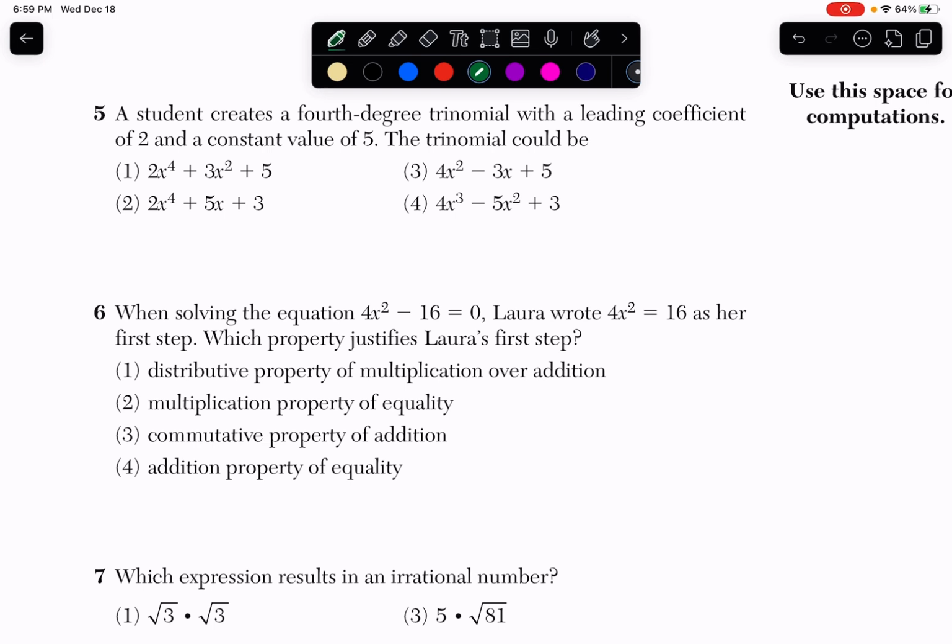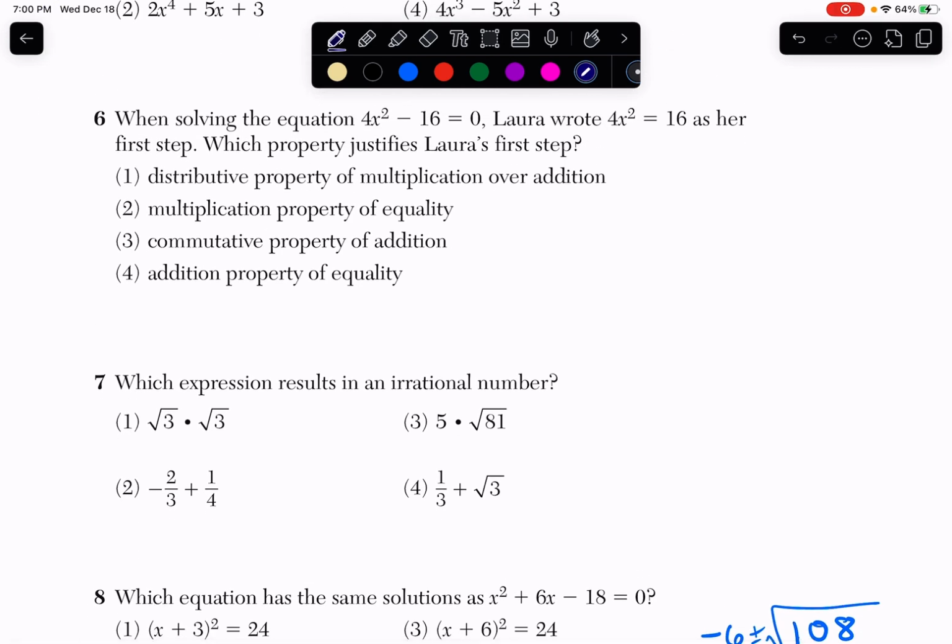Number 5, I see a few things that I do not know. I have not seen this phrasing fourth degree trinomial, but I have seen the words coefficient and I have seen the words constant. So I'm going to rate this a 2. I think I can make an educated guess.